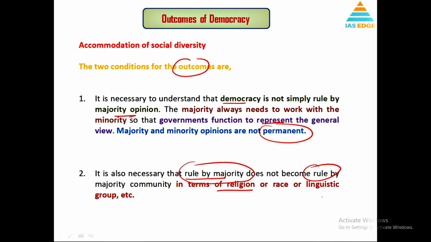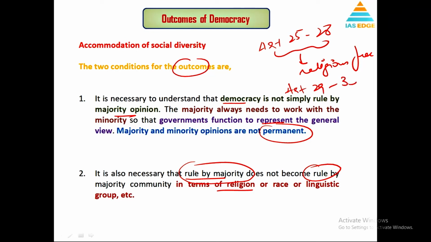It is necessary that the rule of the majority does not become rule by the majority in terms of religion, which means that whatever the majority of people are saying or doing should not be reflected at all levels. For example, if we have minority groups, religious groups, linguistic groups, they should be free in their own space. So for example, we have articles 25 to 28. They talk about religious freedom.